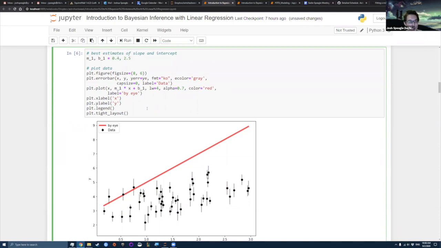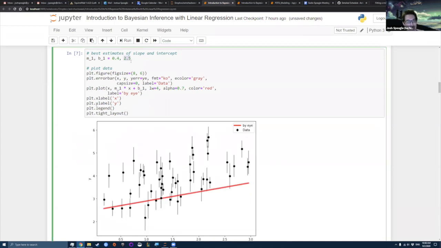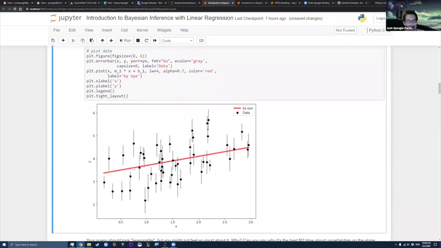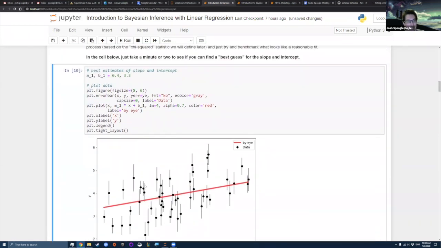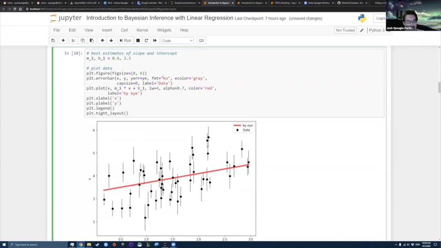So hopefully, while I've just been looking at some examples, I'll go through and plot up some of my guesses here. Just based on playing around with this, I think that probably something like a slope of maybe 0.4, 0.5 seems like a reasonable fit to the data with an intercept of 3.3.